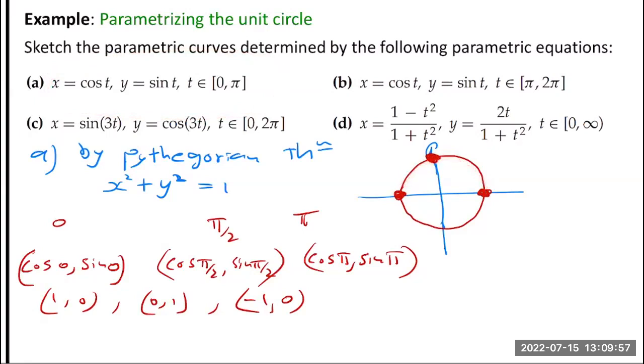Now we need to figure out which direction this curve is moving as t increases. The starting t is 0, right? When t increases from 0, what happens to this curve? Would that be going this way, like this, or would that be going in the opposite direction, like this?